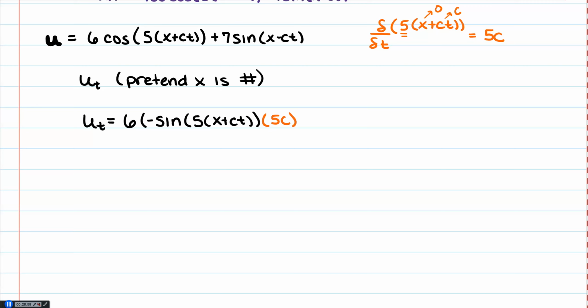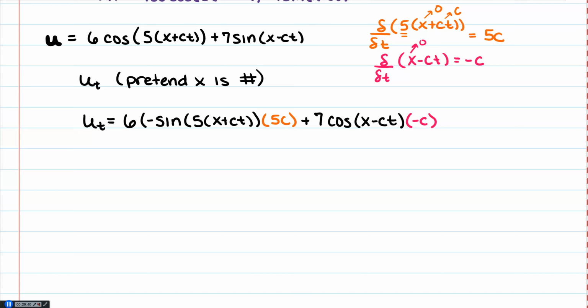Now, we'll do the second piece, so plus, the 7 comes down, the derivative of sine is cosine. And now we have to multiply by the derivative of the inside. And so that's with respect to t. So I'm doing the derivative with respect to t of (x minus ct). So x is counted as a constant, so its derivative is 0. And then the derivative of minus ct, since t is our independent variable here, will just be negative c. So I'll put a negative c here.